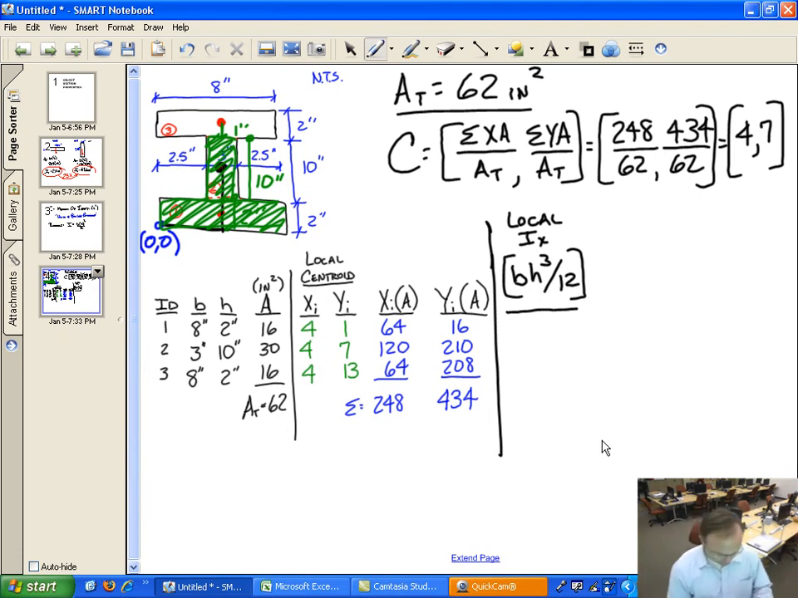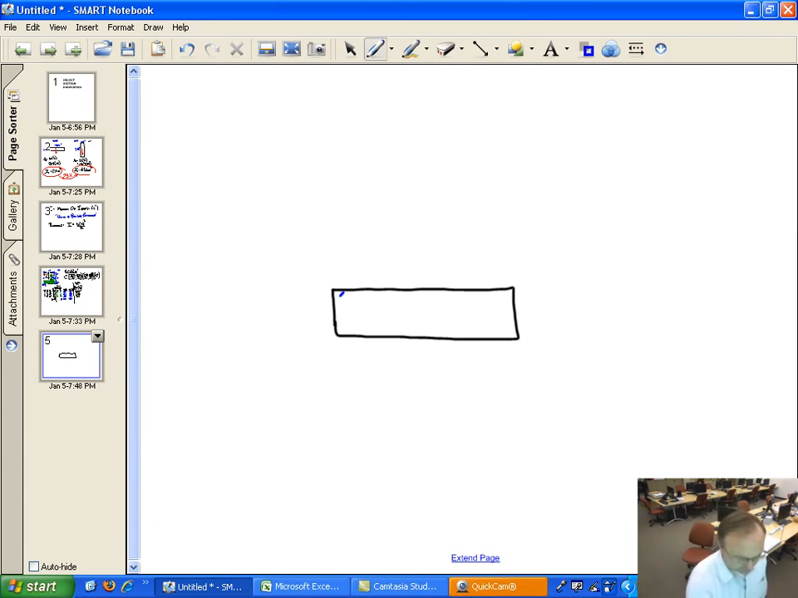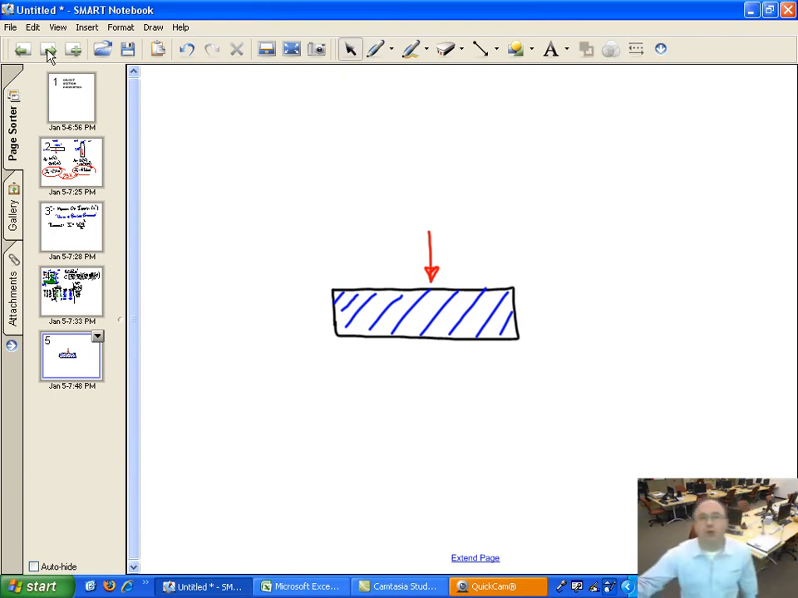So we get 5.3, 250, and 5.3. So that's our local. But moment of inertia has two things. There's two components to moment of inertia. One is its individual resistance. So the individual resistance of this to a load will contribute one piece.